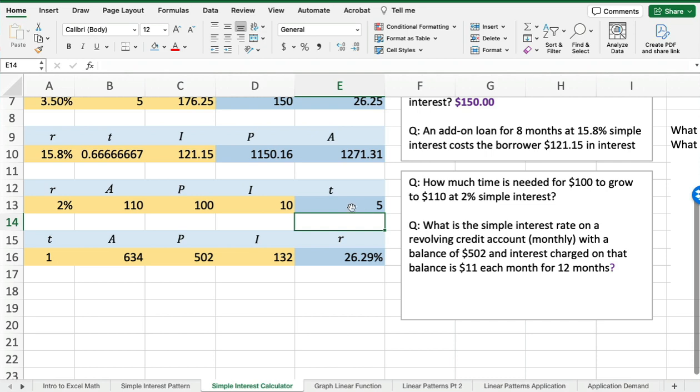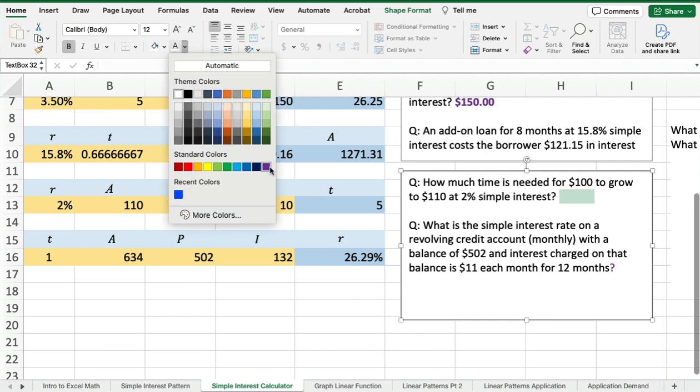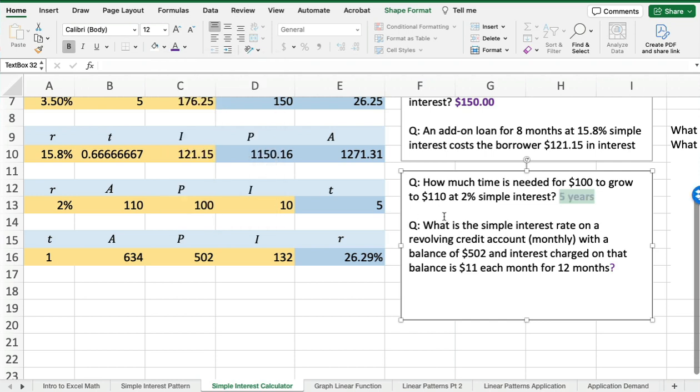So if you typed in the problem correctly, you should get an answer of 5 years for the time. And I'm going to go ahead and show that. So our answer is 5 years. It takes 5 years for $100 to grow up to $110 when the interest rate is 2% simple interest.